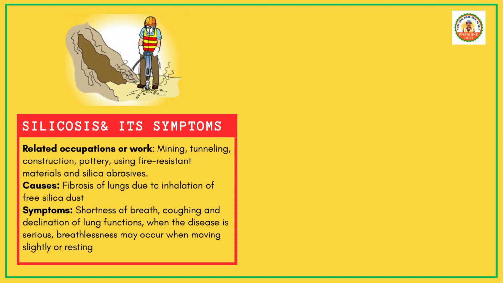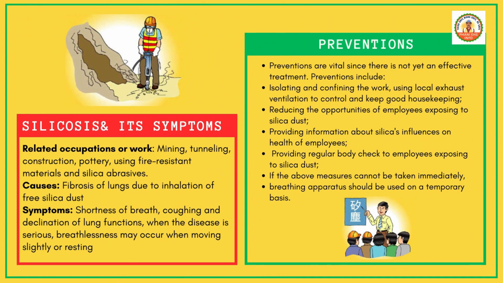Silicosis and its symptoms. Related occupations or work: mining, tunneling, construction, pottery, using fire-resistant materials and silica abrasives. Causes: fibrosis of the lungs due to inhalation of free silica dust. Symptoms: shortness of breath, coughing and declining lung function. When the disease is serious, breathlessness may occur when moving slightly or resting.